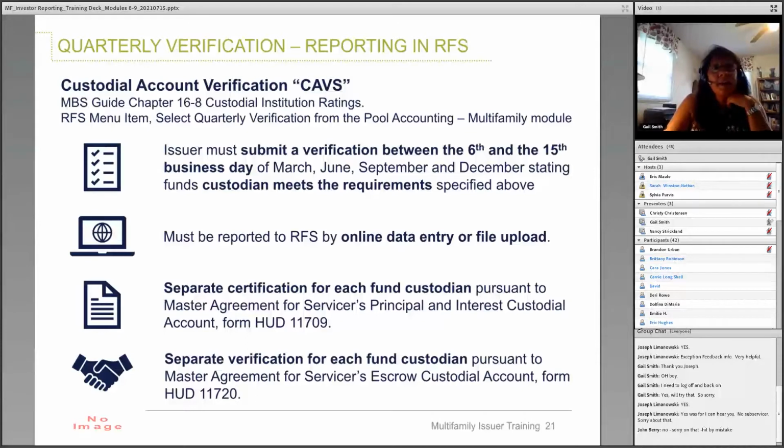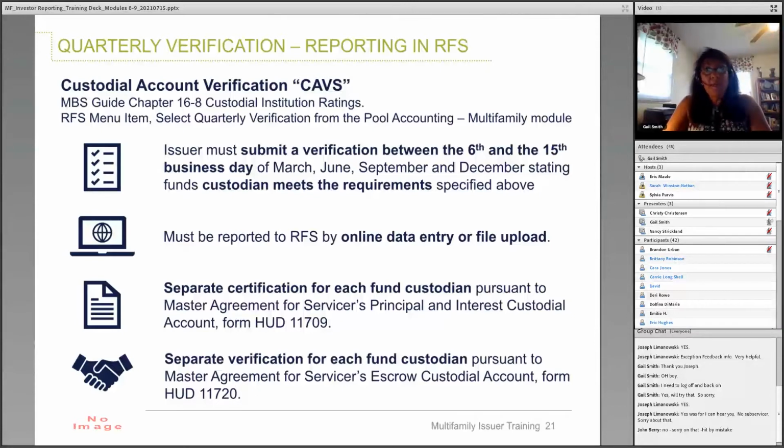Quarterly verification reporting in RFS. The issuers must submit a verification between the 6th and the 15th business day of March, June, September, and December, stating funds custodian meets the requirements specified above. This can be reported in RFS on online entry or in a file upload.